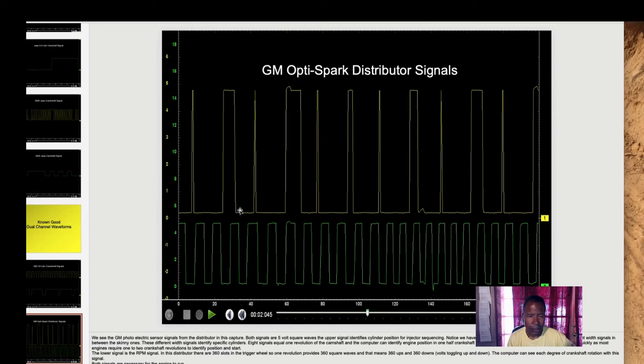So you've got a very skinny signal, every other one, and next to that we have four different sizes. Remember, these are known good patterns. The reason they do this is to identify specific cylinders. Eight signals, one revolution of the camshaft. The computer can identify engine position in half a crankshaft rotation. That's why some GMs went to the 18X signal also, to get the car to start faster and a smoother idle.